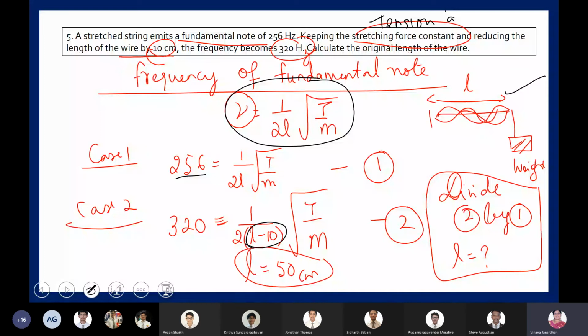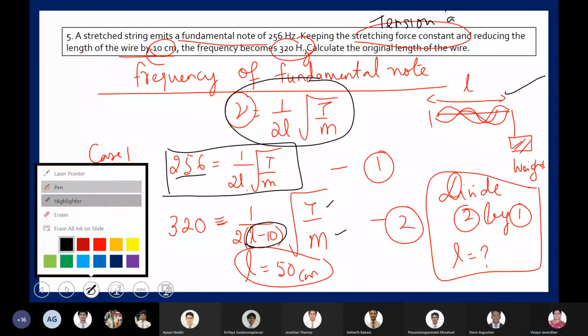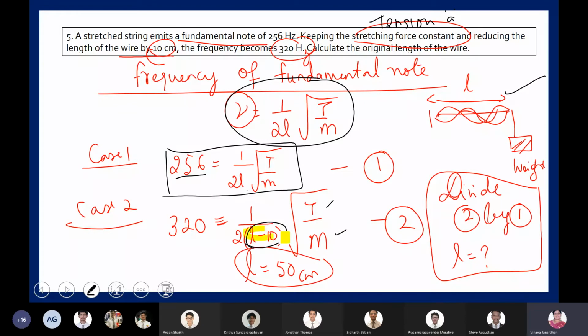Then the frequency of the vibrating wire becomes 320, whereas in the first case, when the length of the wire was L, tension is T, mass per unit length is M, the frequency is 256 hertz. Now, the tension is kept constant, mass per unit length is also kept constant. What is changing? Only your L changes, it gets reduced by 10, L minus 10. When this happens, your frequency changes from 256 to 320 hertz.